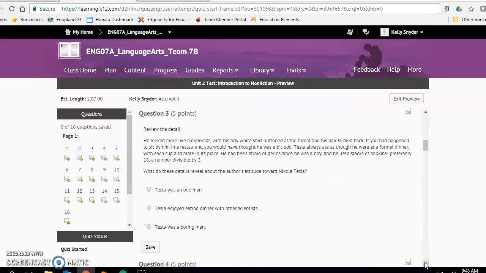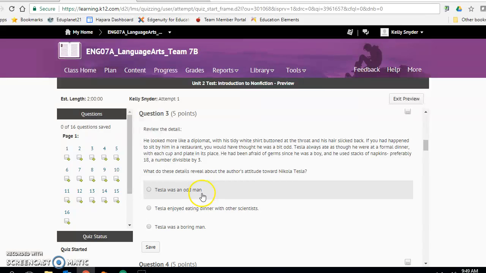Question number 3 says, review the detail. He looked more like a diplomat with his tidy white shirt buttoned at the throat and his hair slicked back. If you had happened to sit by him in a restaurant, you would have thought he was a bit odd. Tesla always ate as though he were at a formal dinner, with each cup and plate in its place. He had been afraid of germs since he was a boy, and he used stacks of napkins, preferably 18, a number divisible by 3. What do these details reveal about the author's attitude towards Nikola Tesla?